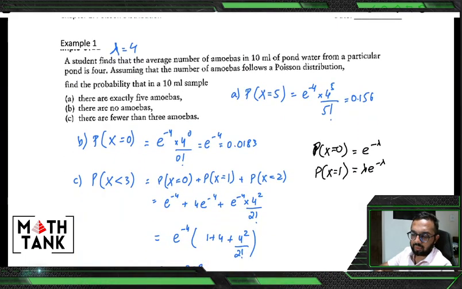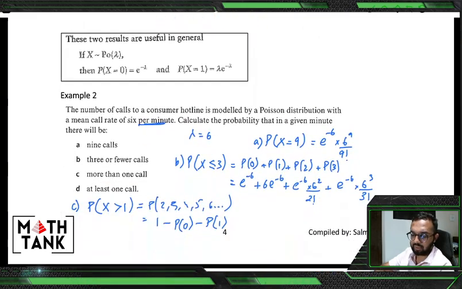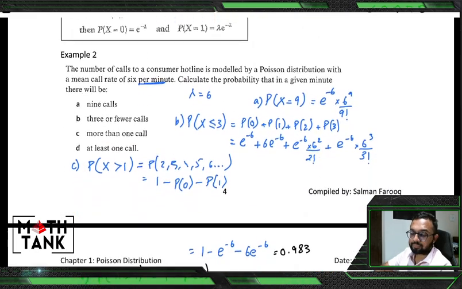Starting, you can see some basic questions where you don't have to change anything. It's just about calculating probabilities. What you need to know is that there are two specific outcomes that are useful. Although there is a formula, when you have probability of 0, it's simply e power minus lambda, and when you have probability of 1, it's lambda e power minus lambda. These come in handy when lambda is unknown in a particular question, and you will come across several questions in the past papers where lambda is unknown.